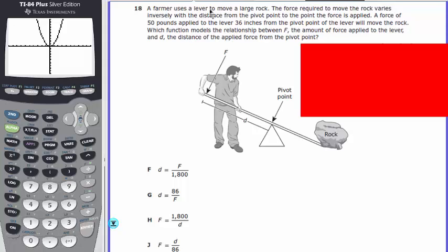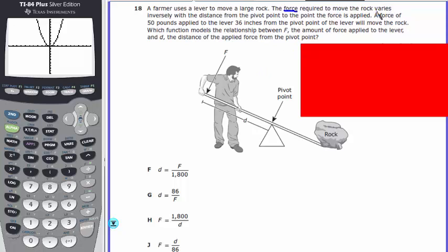A farmer uses a lever that moves a large rock. Okay, a force required to move the rock varies inversely with the distance from the pivot point to the point of force applied. Okay, right there I see some important keywords, so I'm going to highlight it. For example, force, I see that the letter F is representing force.